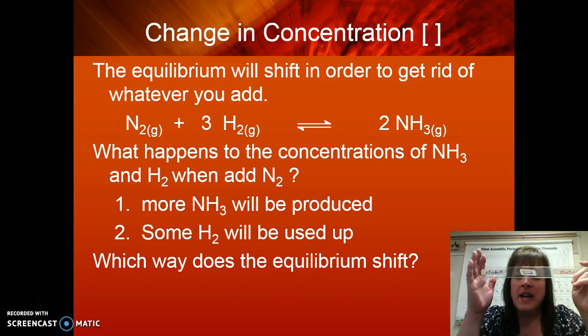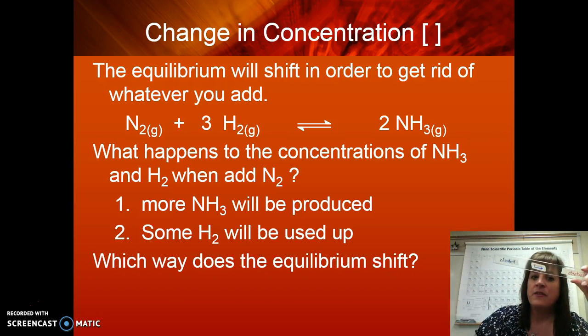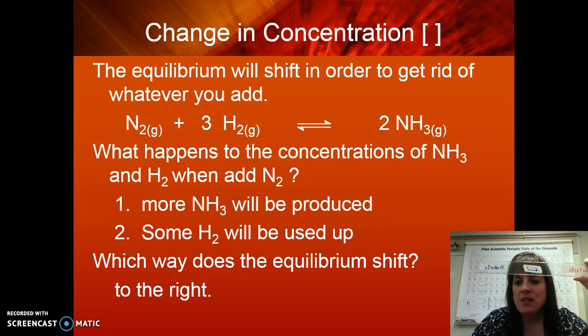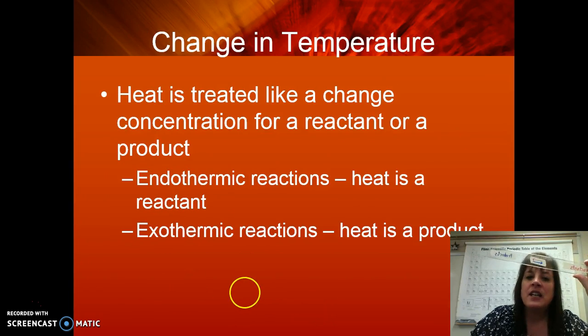So which way does my equilibrium shift? Well, it shifts in the forward direction, to the right. So when you're solving problems for Le Chatelier, I'm going to be asking you what happens to the concentration of the various substances, reactants or products, and then which way does it shift? Forward direction, which would be right, or the reverse direction, which would be left. All right, let's take a look at another thing.